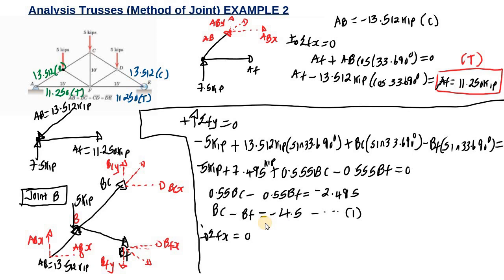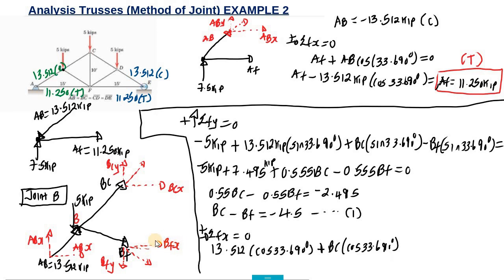All the force added to the right is positive, while the force added to the left is negative. So basically it is the same, but this time for the horizontal component. For AB, we are going to have 13.512 multiplied by cosine, because we are dealing with the horizontal component. So this is cosine of 33.690 degrees. For BC, it's going to be positive, because as you can see, BC is moving to the right. So this is positive BC multiplied by cosine of 33.690 degrees. The last one is also positive, as BF is moving to the right. So this is positive BF multiplied by cosine of 33.690 degrees, and it is equal to 0.